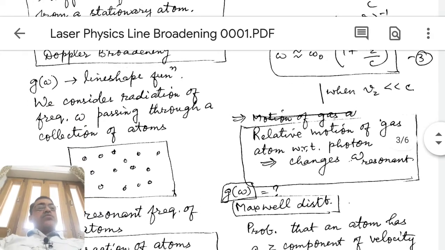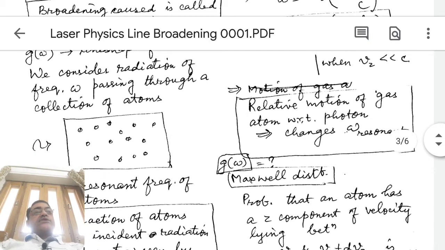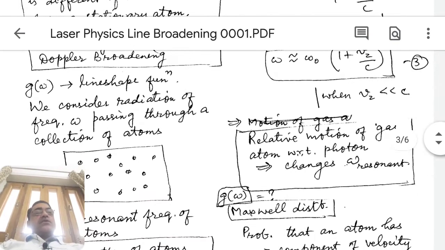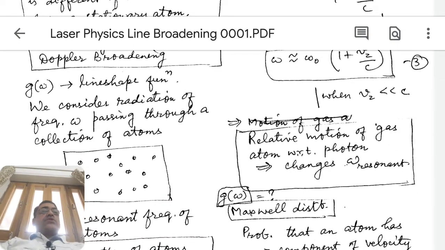The relative motion of gas atoms with respect to the photon, this equation shows, changes the resonant frequency of the atom.